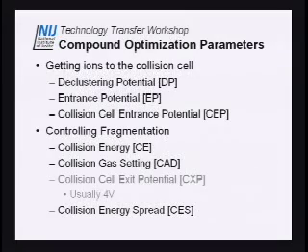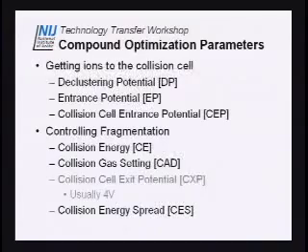Declustering potential, entrance potential, collision cell entrance potential. Getting ions to the collision cell. That's 304 to the collision cell. The collision cell is Q2. It's an ion pipe filled with nitrogen gas. Controlling fragmentation is the collision energy, and there's also another setting called the CAD gas setting. If you saw me mention that yesterday, we set it to medium. It makes a difference depending on your application, but somehow medium is always just right.